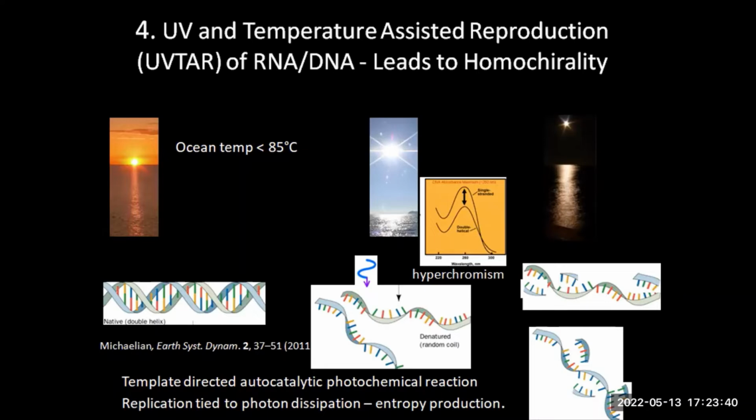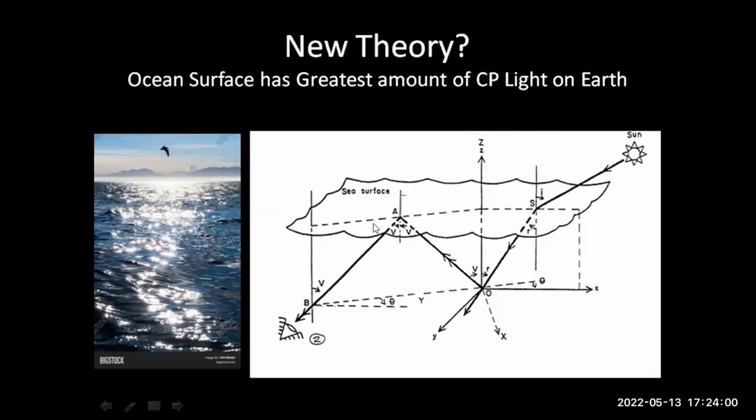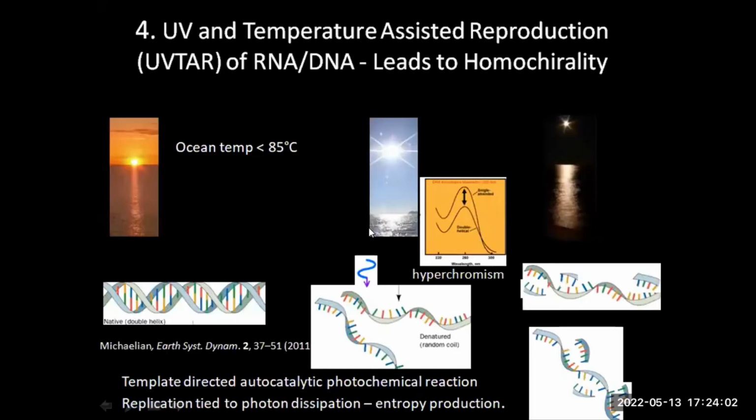So therefore, we have replication tied to photon dissipation or entropy production, which we are saying is the essence of life: to produce entropy. But the interesting thing here is that we're also at the ocean surface, so we do have this component of circularly polarized light close to the ocean surface.